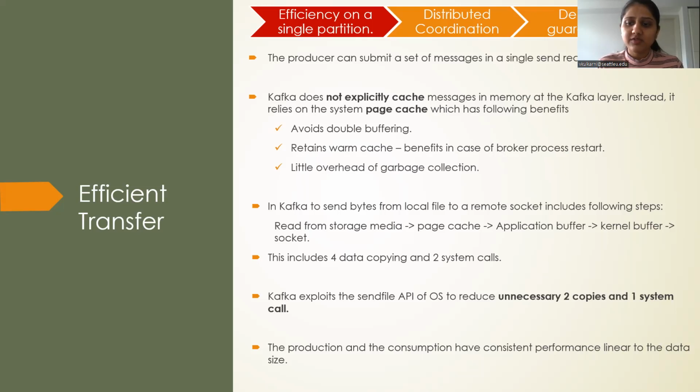In Kafka, sending bytes from a local file to a remote socket includes these steps: first, the data has to be read from the storage media, then transferred to the page cache, from the page cache to the application buffer, to the kernel buffer, and from the kernel buffer to the socket. This includes a total of 4 data copies and 2 system calls. To optimize this, Kafka uses the sendfile API. It exploits the sendfile API of the OS and reduces this from 4 to 2 copies and from 2 system calls to 1 system call.